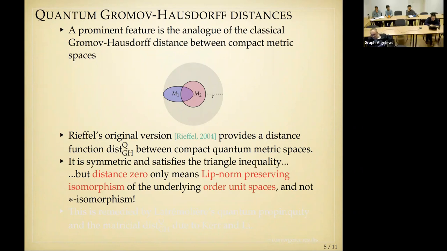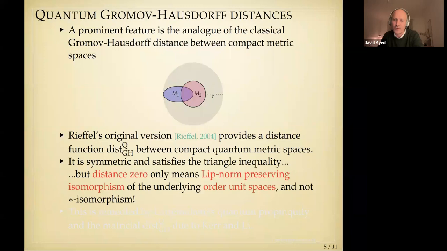Do you mind reminding us what order unit spaces are? So I will do the cheekiest thing and say that they are subsets of the self-adjoint elements of unital C-star algebras, with the order structure coming from the self-adjoint elements and containing the unit.